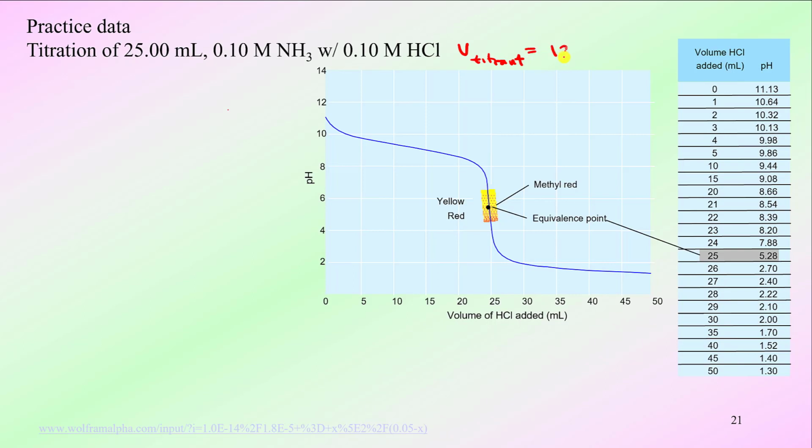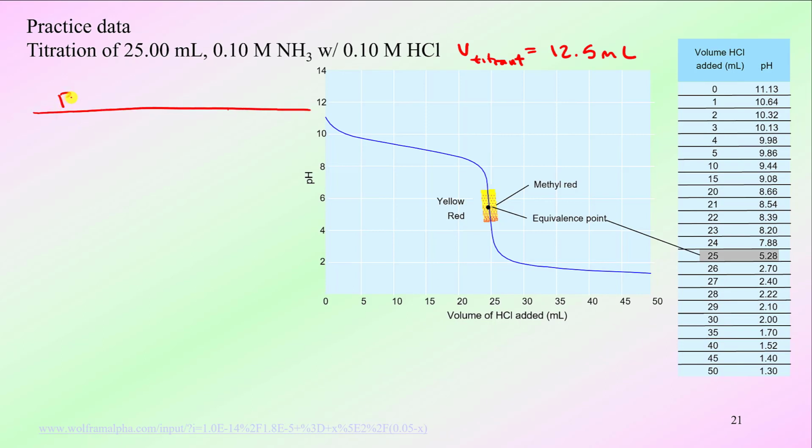That's going to be 12.5 milliliters. And that's what we need to do this calculation. We're also going to need a KB value, and I'll give you that when we get to the calculation. Okay, so we need an ICE table, and we need moles of acid and base, right?